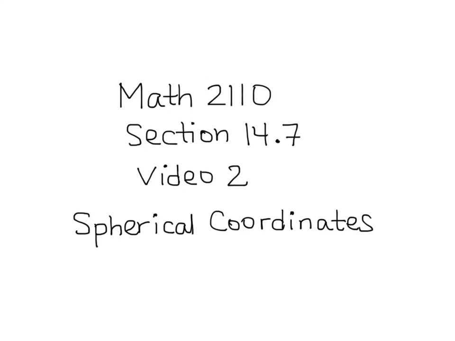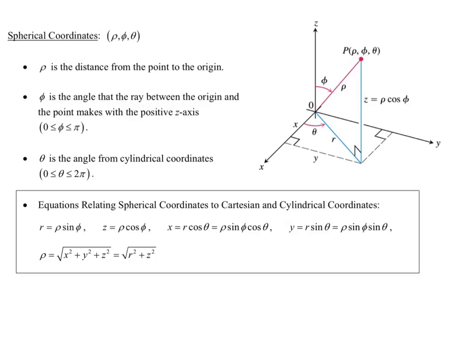This is Catherine Nightingale with Chattanooga State Community College, and this is for Calculus 3 on the topic of spherical coordinates, section 14.7. Spherical coordinates are written as ordered triples with rho, phi, and theta.